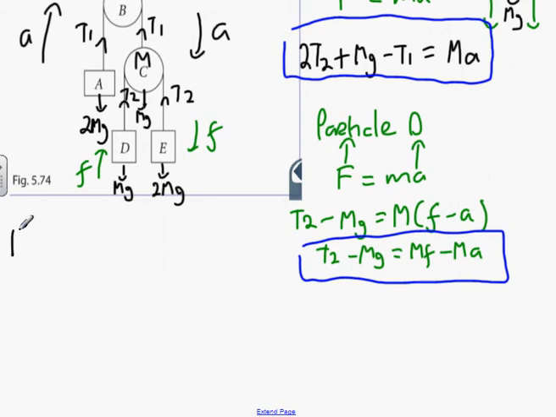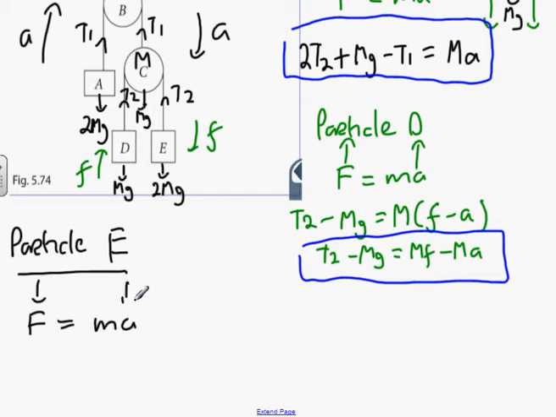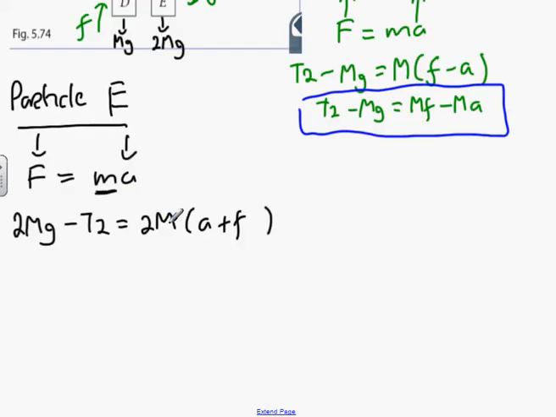Particle E, guys. Particle E. F equals ma. Up or down? Down. What's driving it down? 2mg minus T2 equals 2ma plus F. Finally, 2mg minus T2 equals 2ma plus 2mf.